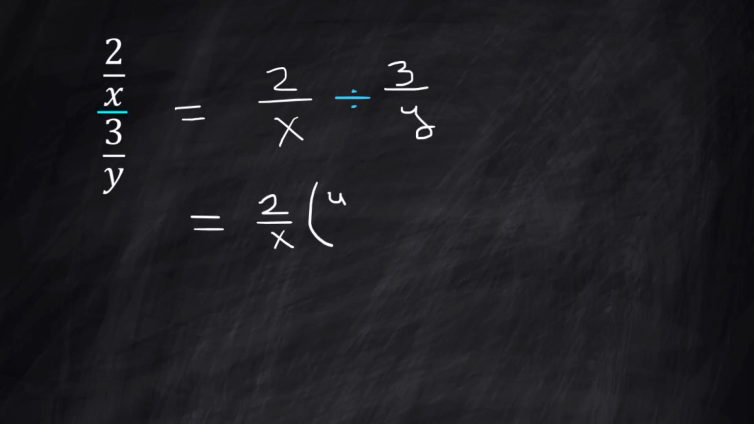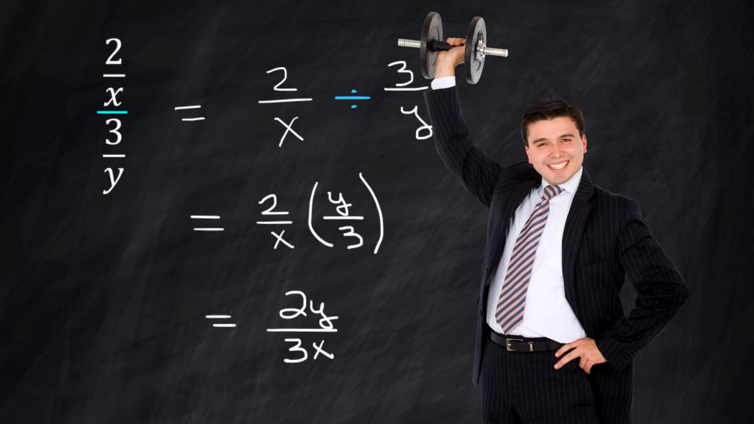We rewrite the numerator as 2 over x, don't change anything, being divided by 3 over y. Now in the next line, we change them to multiplication by flipping the second fraction over. This is going to become 2 over x multiplied by y over 3. Multiply straight across, we get 2y over 3x. In the world of complex fractions, this is actually a pretty easy one.